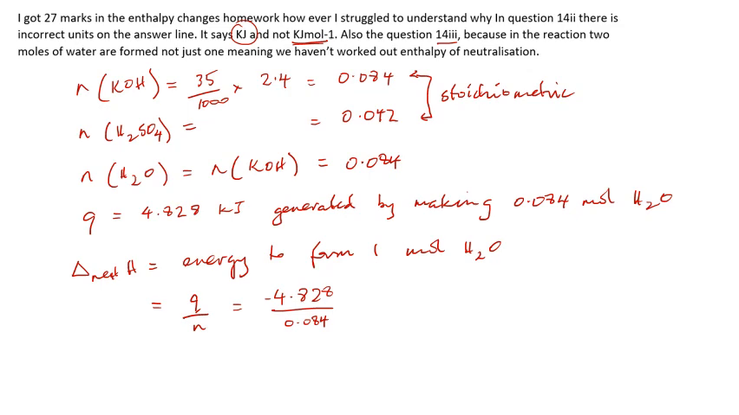And 4.828 is the amount of energy to make 0.084 moles. So that is going to give you the amount of energy, minus 57.5 kilojoules, to make 1 mole of water. All right, because you divided it by 0.084, and by doing so, you get the amount of energy to make 1 mole. Okay, so that number of minus 57.5 is the amount of energy that's required to make 1 mole of water. Nice question.